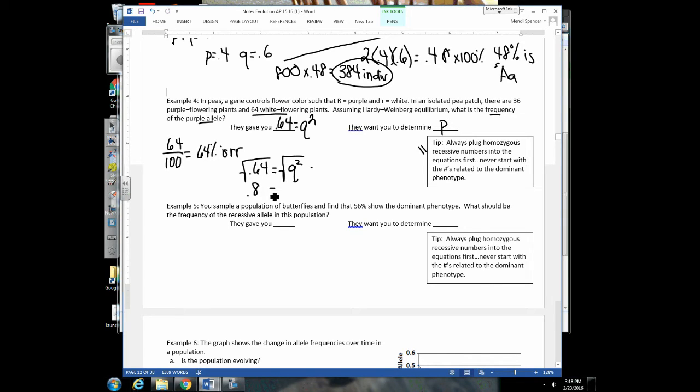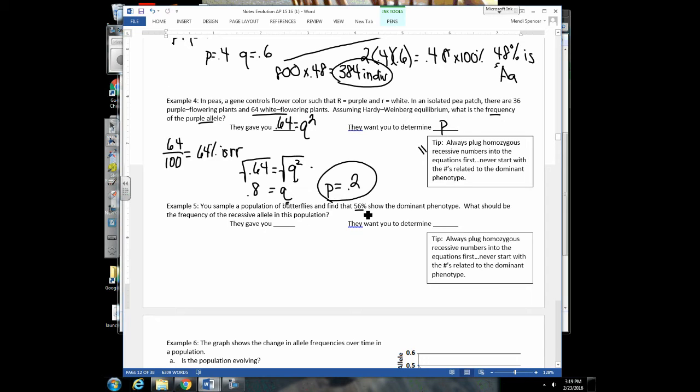So 0.8 equals Q. If you know Q, then you know P, because Q plus P have to add up to 1. So if we see the frequency of the recessive allele is 0.8, then that means the frequency of the dominant allele is going to be 0.2. And so you can report your answer as 0.2, or if they ask what percent of the alleles would be the dominant alleles, then you have to change it to 20%. So here's your answer. In example 5, they're giving us that 56% show the dominant phenotype.